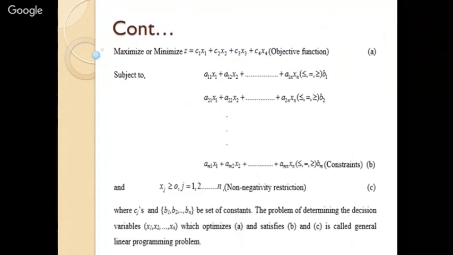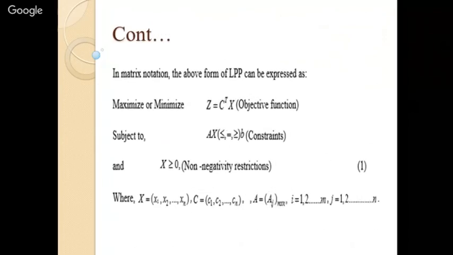Now we come to the linear programming first. As we know, the mathematical expression of linear programming is like this. A is the objective function. You can see this is a linear expression. All the variables are in linear form, subject to the constraints B, and each and every constraint is in linear form, and non-negativity restrictions. So the problem of determining the values of decision variables x1, x2, which optimize A and satisfy B and C is called a linear programming problem, right?